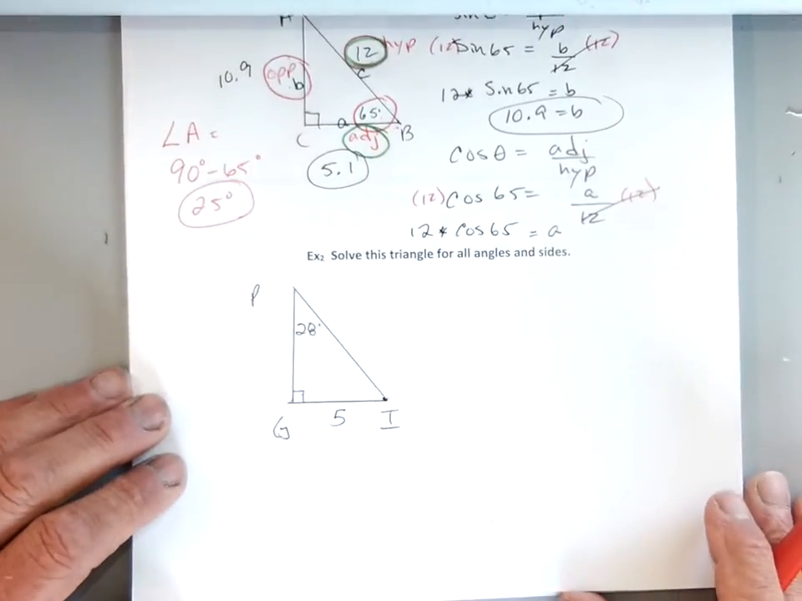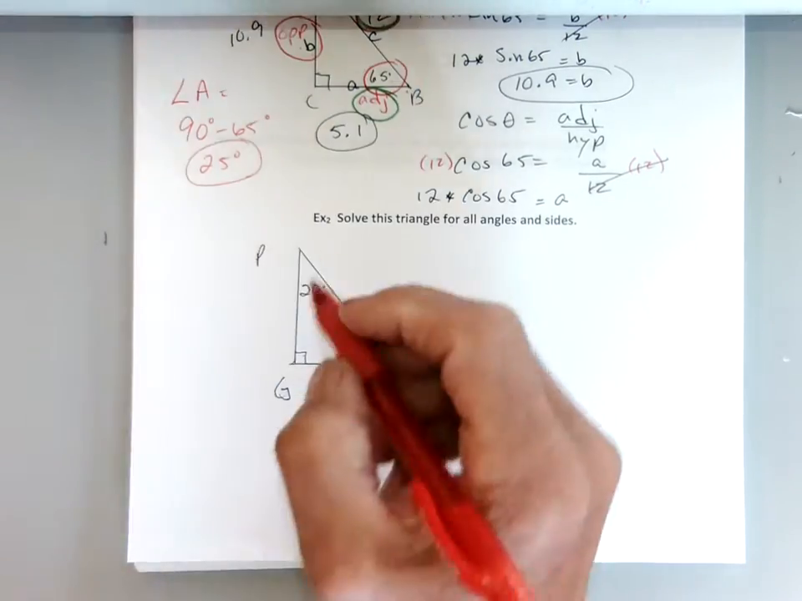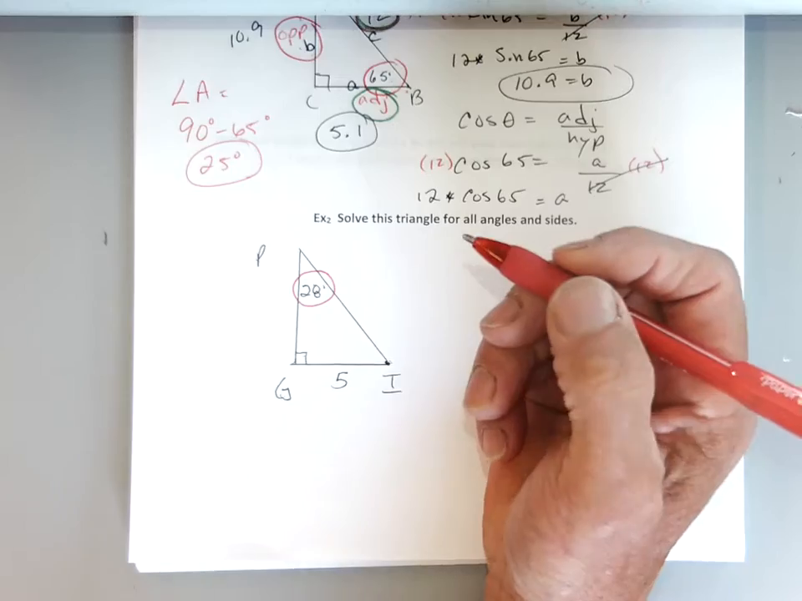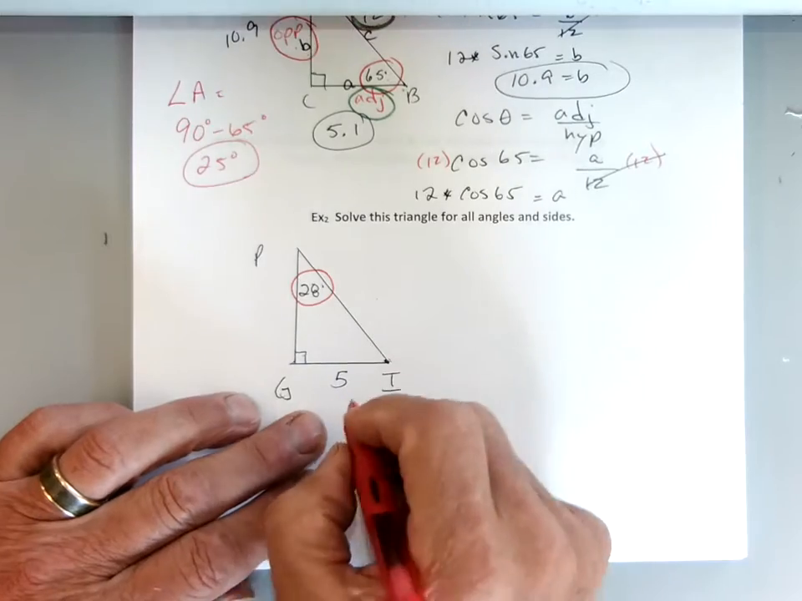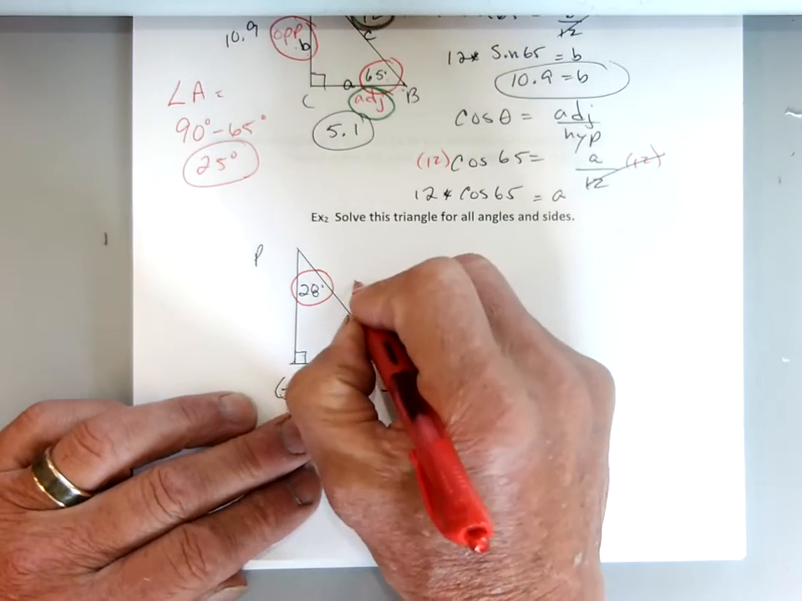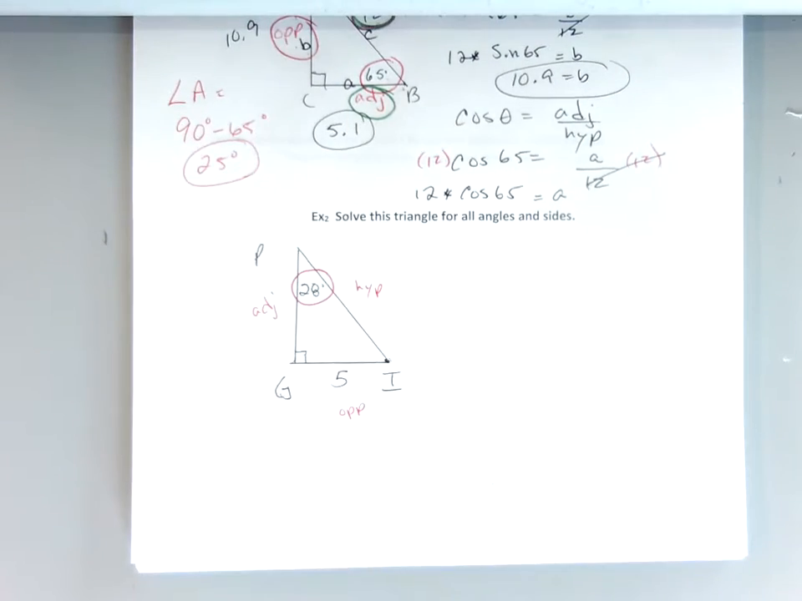Okay, so we've got this triangle. Triangle PIG, my piggy triangle. Always do what first? What should you do first to tackle this triangle? Start with the angle. Thank you, Abby. Start with the angle. And then you can label your sides. Now this side here would be my opposite side, my hypotenuse, and this would be my adjacent. Do you guys agree with that? All right.